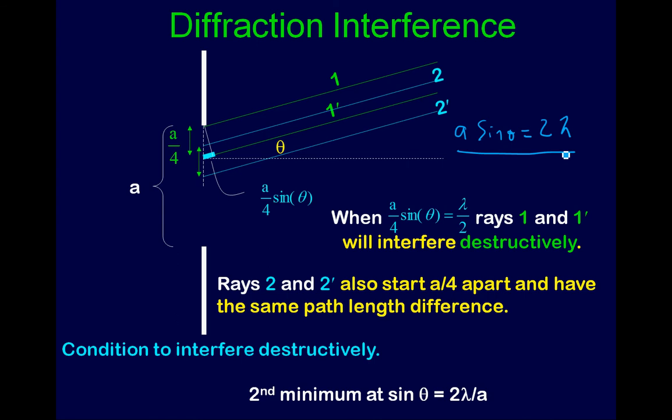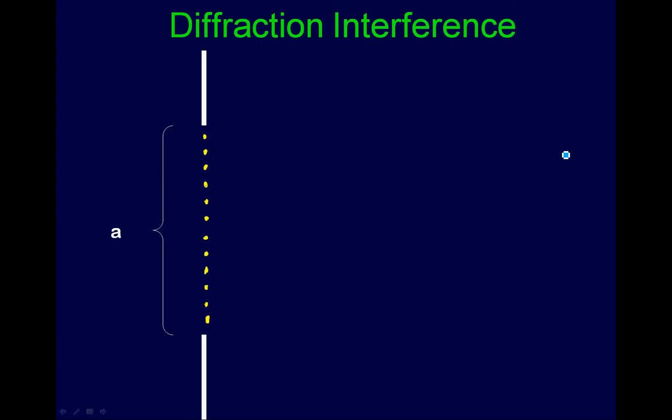And so here we get the second minimum at 2 lambda, and to do that, I started here, and then A divided by 4. So the separation will be 1, 2, 3 in this case. And so right here we'll have a 1 and a 1 prime. And so these two have that same separation of A divided by 4.